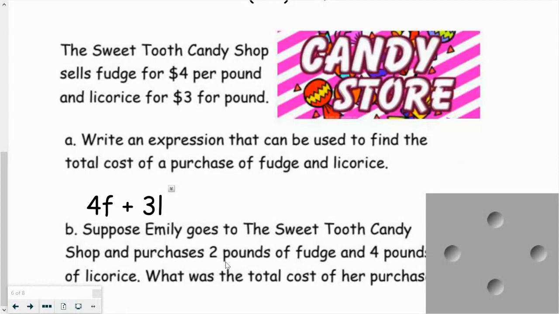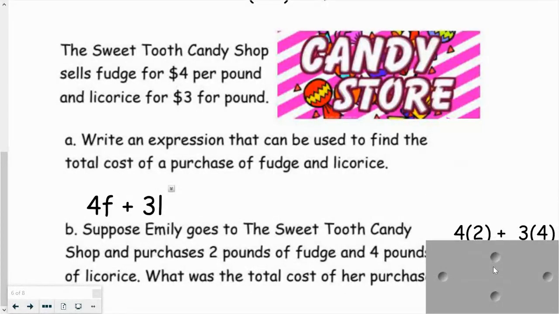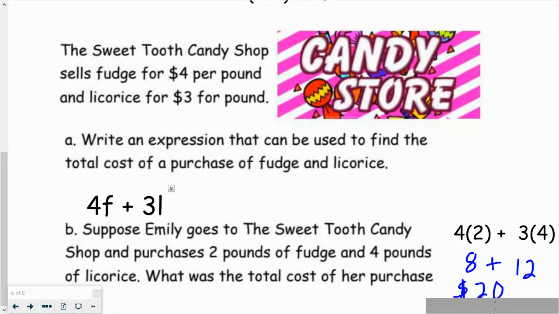If Emily goes to the Sweet Tooth Candy Shop and she purchases 2 pounds of fudge but 4 pounds of licorice, what is her total cost? Okay, so what I want to do is replace my fudge with how many pounds? So replace the F with a 2 because you only got 2 pounds. I replace my L with the 4 for the 4 pounds. Then we multiply, which is 8 and 12. And then we add them. It is going to cost her $20 for her food. Okay, if you need to, fill this in, glue it into your notebook.